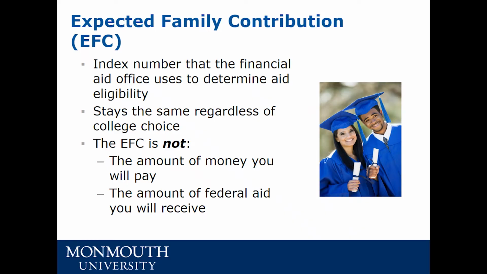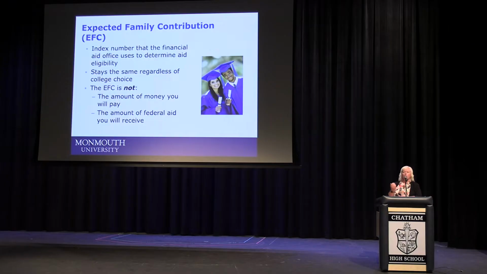Also, some of the things about the expected family contribution. It is basically an index number that's used by the financial aid office to determine the student's aid eligibility for the upcoming school year. It stays the same regardless of college choice, because remember, the EFC is based on all the information from the student and the family. So it belongs to the student, it doesn't belong to the college. The student's expected family contribution would be the same regardless of where they're applying to or where they're admitted to.